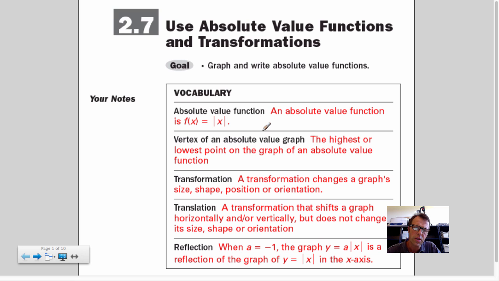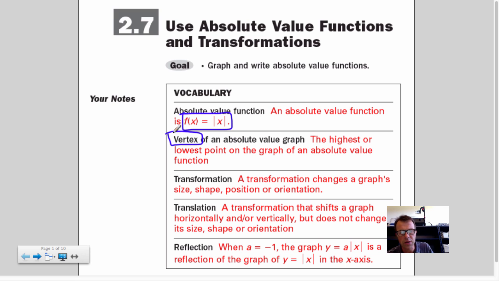So here we go. This is section 2.7, the absolute value function and transformations. So the absolute value function given right here, this is basically it takes all numbers and turns them positive. The symbols, the straight line you should recognize, and the graph we'll see in a second. So the graph has a lowest and a highest point, and we call that the vertex. Again, another big vocab word for us, vertex. We'll also see that vertex of a parabola. Parabola also has a highest and a lowest point.